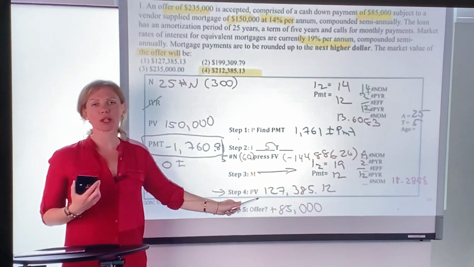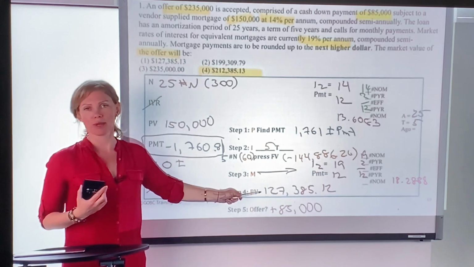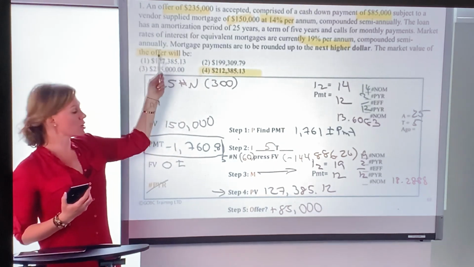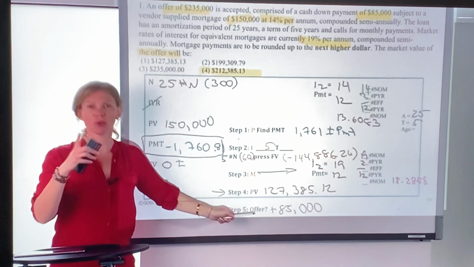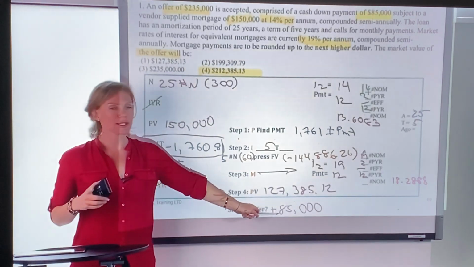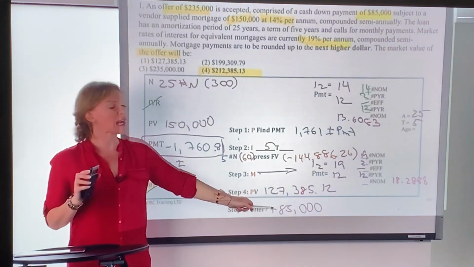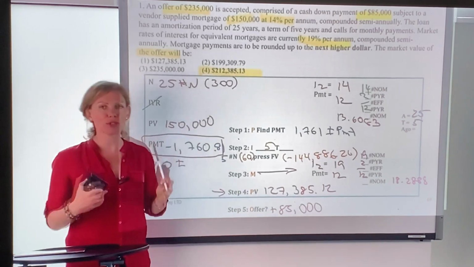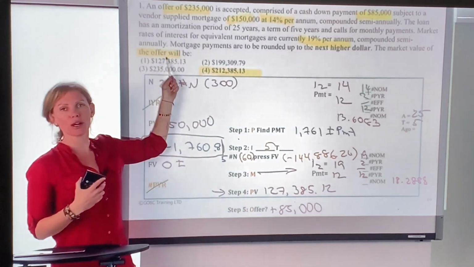If they were looking for the market value of a mortgage, you would stop right here. But they're looking for the market value of an offer. And if they're looking for the offer, that means you must add the cash. So make sure that you add the cash to this 127. Sometimes they hide the cash away from you, and you'll have to find it. But you need to add the cash at the end if they're looking for the offer.